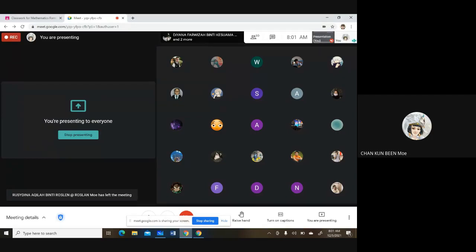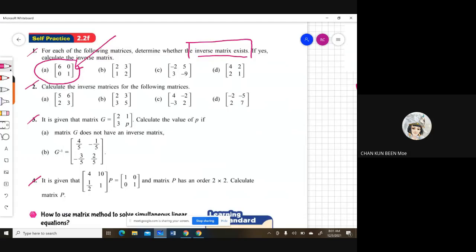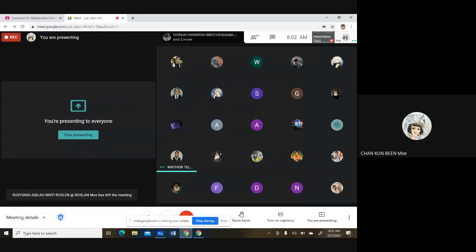Okay, Matthew. Hello, Matthew. Yes, madam. Matthew, refer back to the question just now. Can you determine what is the determinant for this one? What is the determinant for question A? The determinant is AD minus BC. Have you found out what is the determinant for it? Very simple, right? Because 6. Very good. So if it is 6, I don't need Matthew already. Thank you, Matthew.